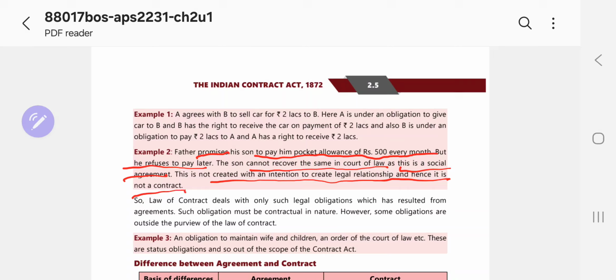Here there are promises and an agreement between the father and son, but they have not taken any legal terms and conditions, so there is no binding contract between them. The son cannot sue the father in a court of law because the agreement has never turned into a contract here, because there are no legal terms and conditions between the father and son. Hence it is purely an agreement, a social agreement, but not a contract.